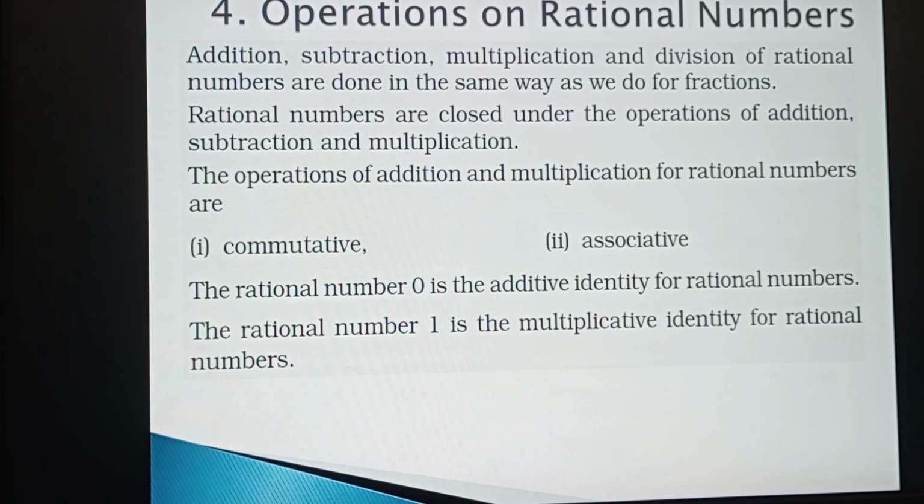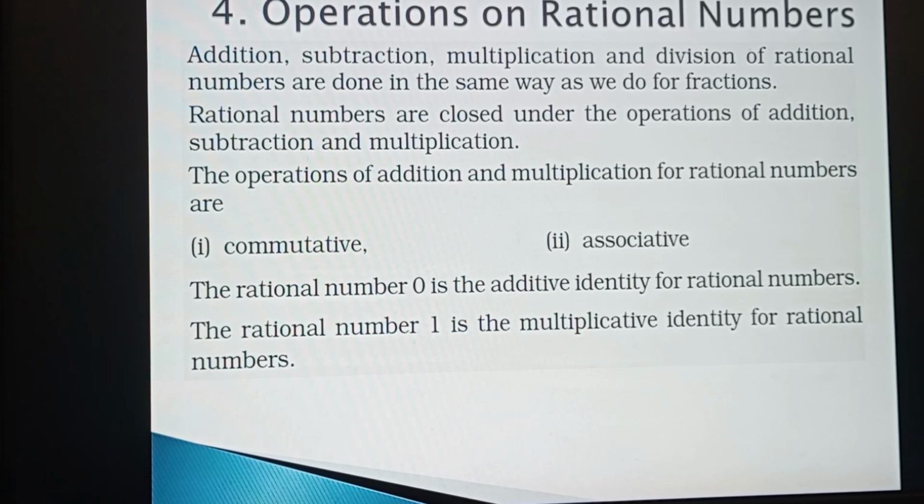The operations on rational numbers are addition, subtraction, multiplication, and division. Rational numbers are closed under the operations of addition, subtraction, and multiplication, which means when you add, subtract, or multiply two rational numbers, we would also get a rational number. But on division, division by 0 is not defined. So we'll exclude 0 from the division.